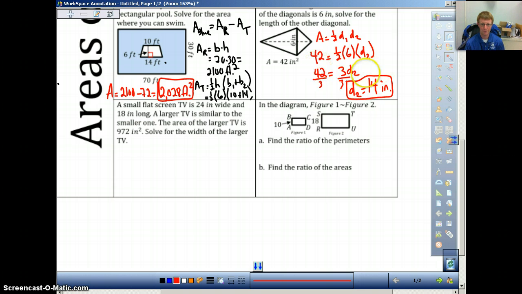Okay, so you should have gotten 14 inches for this. Again, you have 1/2 D1 D2. You plug in what you know, which is the 1/2, the 6, and the 42. 1/2 times 6 is 3. Divide by 3 on both sides, you get 14. Don't forget to label it as inches. It's one-dimensional now, so there's no inches squared. Remember, area is inches squared. Distance or length is just a single unit, inches or feet or whatever.